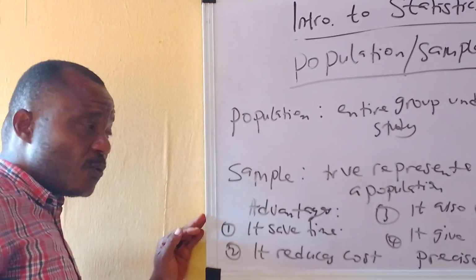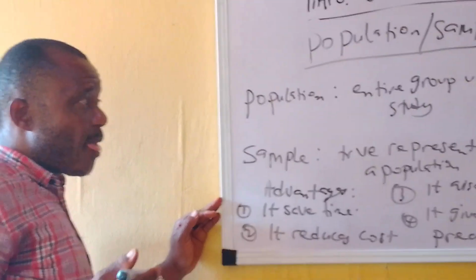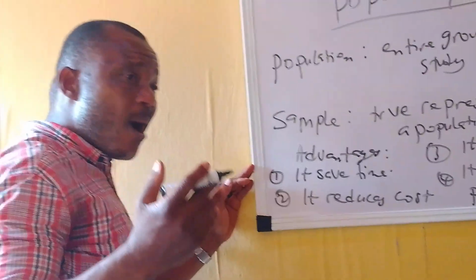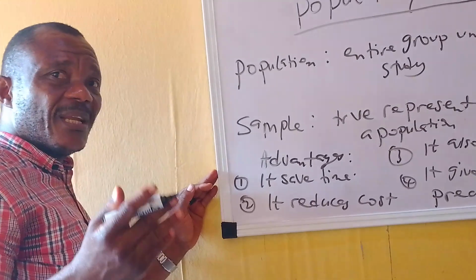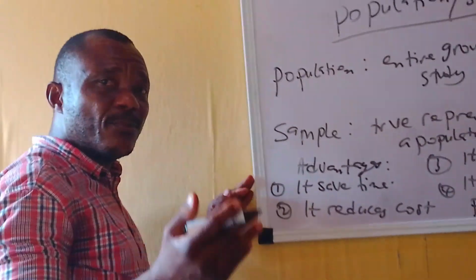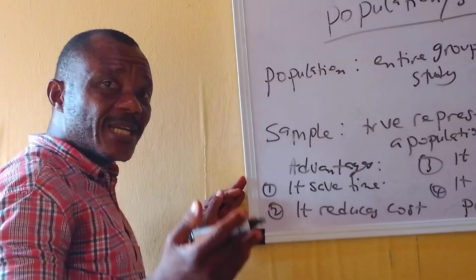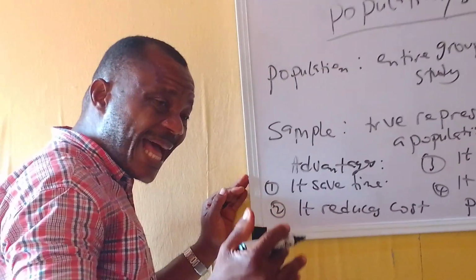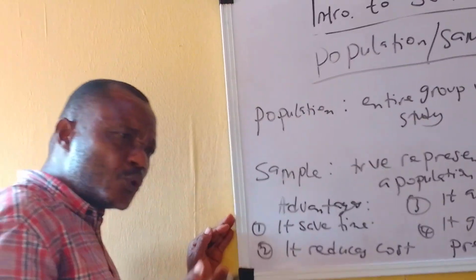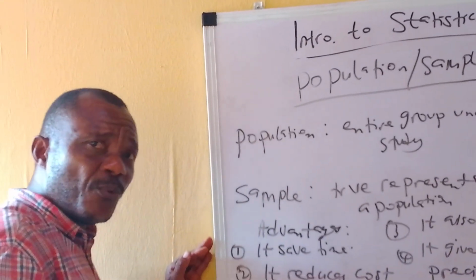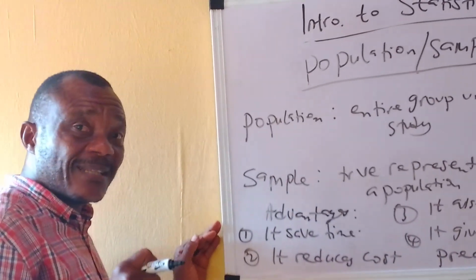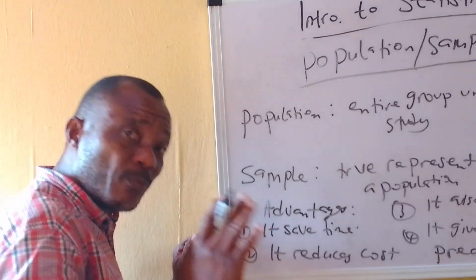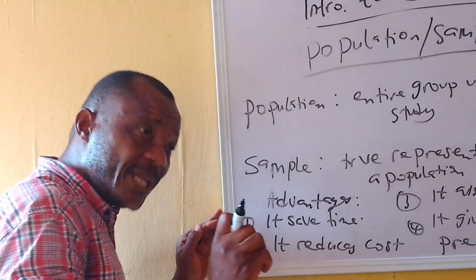In my next video, I'll be coming up with how to create a frequency distribution table. When data are collected and they are very large, how do you create a frequency distribution table? That is very important in statistics. There are rules to be followed, and that is what I'll be doing in my next video.